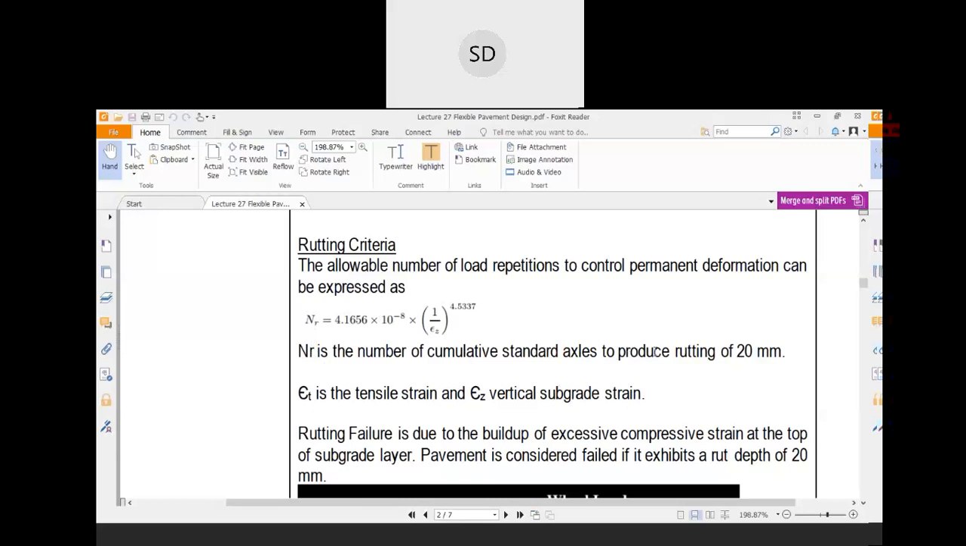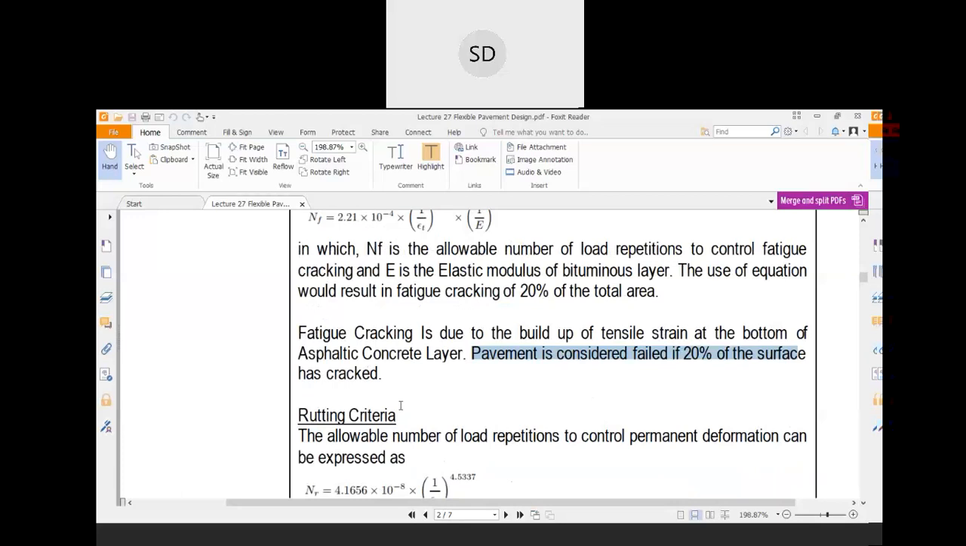Now, NR is the number of cumulative standard axles to produce rutting of 20 mm. Now here epsilon Z is the vertical subgrade strain, and rutting failure is due to the buildup of excessive compressive strain at the top of the subgrade layer.